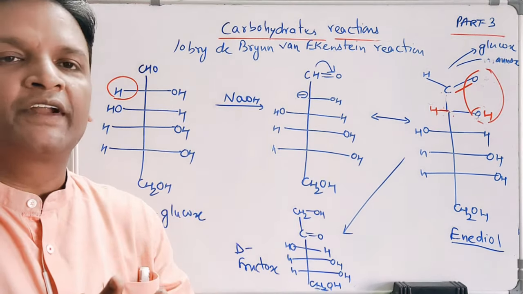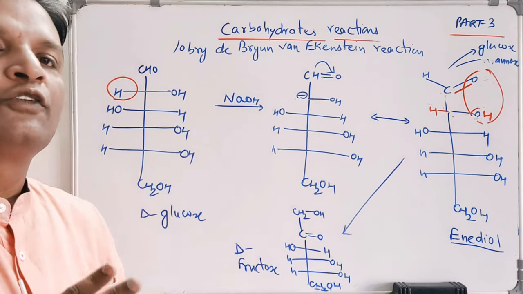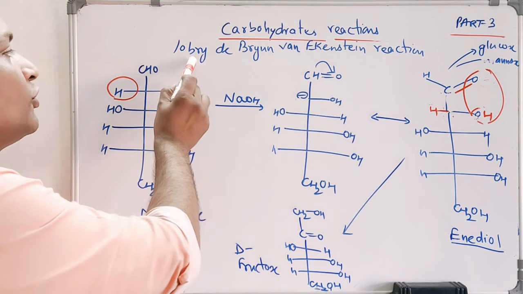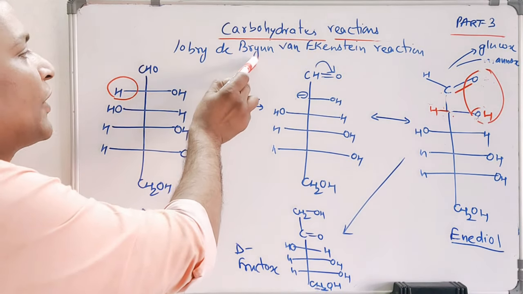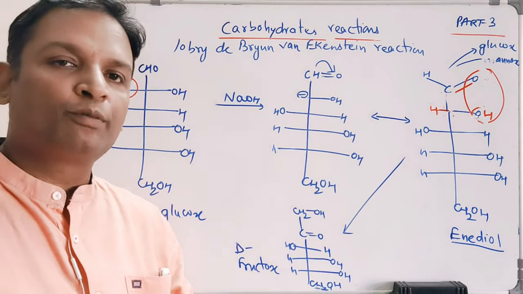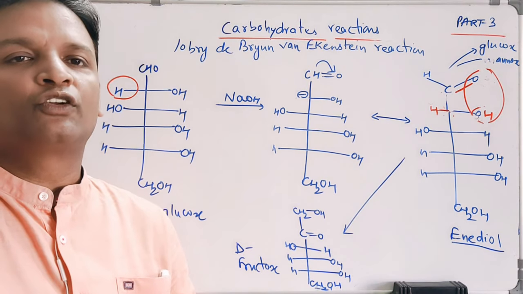This is a very important reaction, and the name of this reaction is the Lobry de Bruyn-Van Ekenstein reaction, a very important reaction of glucose and mannose.